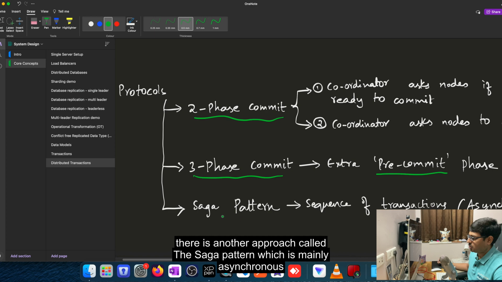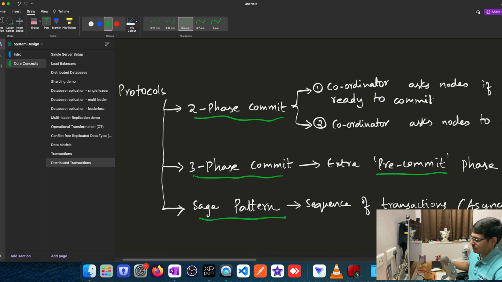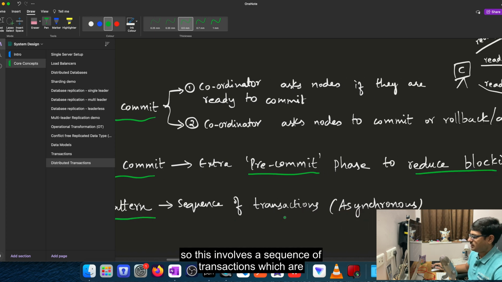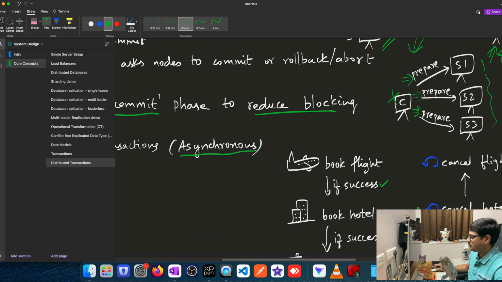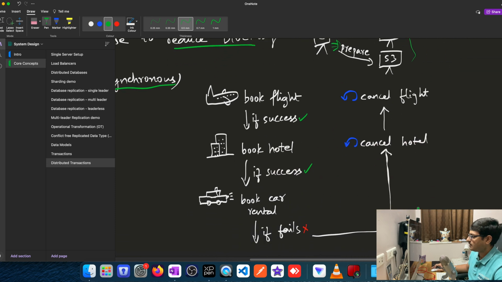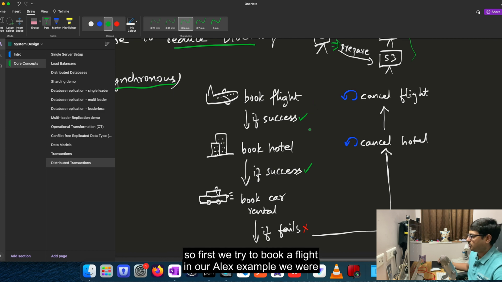There is another approach called the Saga pattern, which is mainly asynchronous. So this involves a sequence of transactions which are asynchronous in nature. So this is how it works. In our Alex example, we were trying to book three things: flight, hotel, and car. So first we try to book a flight.